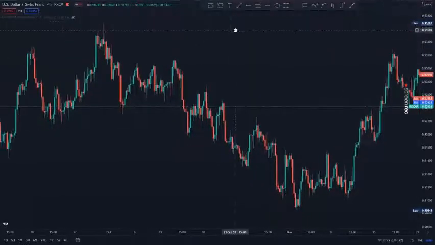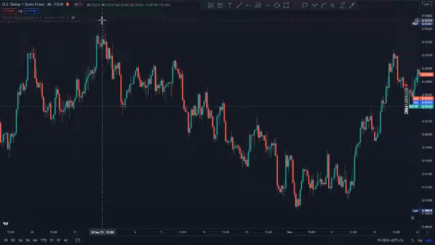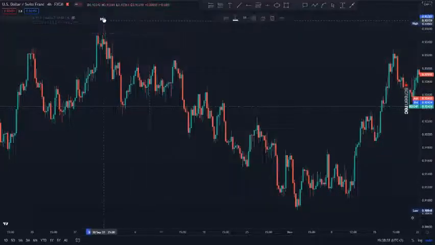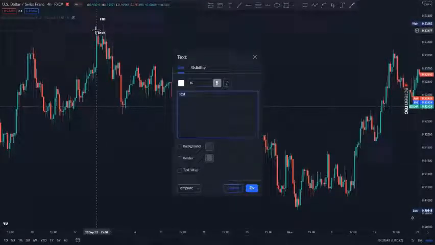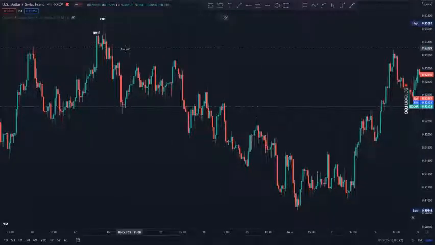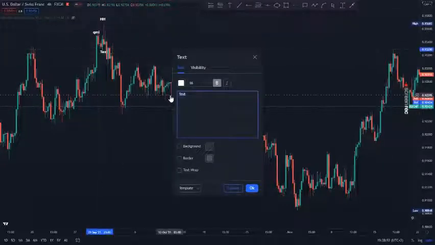If you've been around for a long time now, you must be able to spot exactly what I'm looking at right now. So what we had on USD Swiss was this. First of all, we had the basic QML here. That's my QML right here, and then I had my low right here, and a break of structure right there.